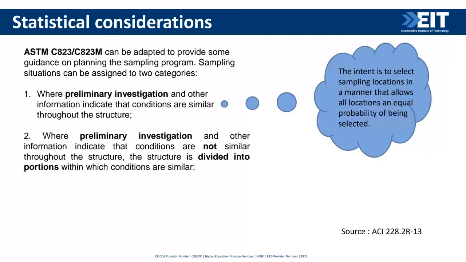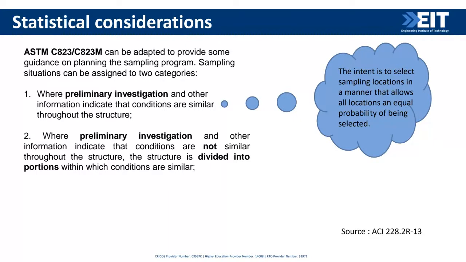In terms of statistical considerations, as I said before, my main goal is to share with you some guidance in relation to ASTM, American Society for Testing and Materials. Normally, in terms of sampling, if you think about precision, if you think about accuracy, sampling is critical, right? So preliminary investigation, in this case, the information that we have is that conditions are similar, the same throughout the structure, right? This is one criterion that you can use.